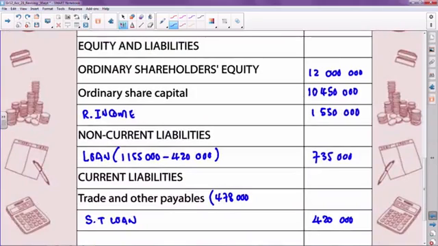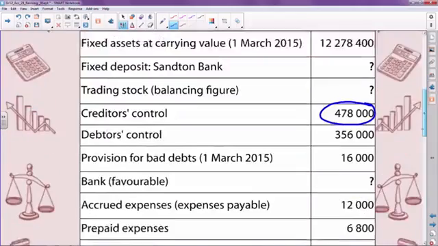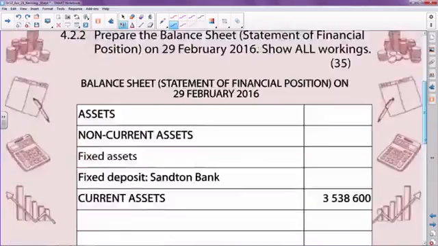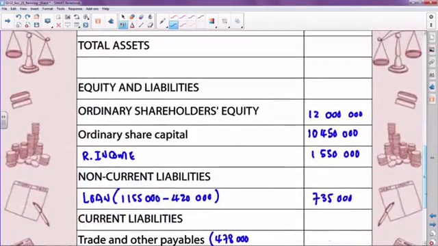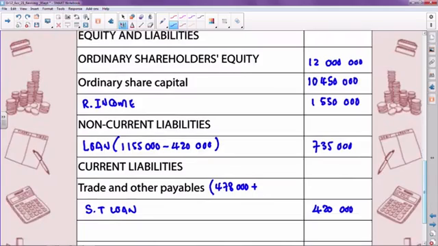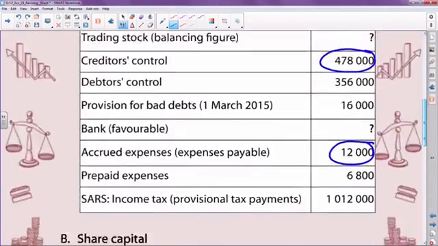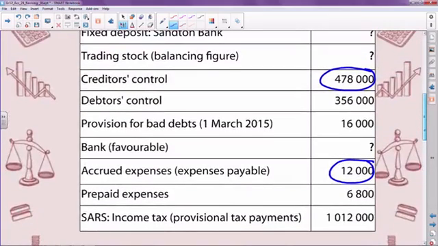Let me see if I have anything else there that would form part of my trade and other payables. I have accrued expenses of 12,000 rand. Therefore, I slot that in, 12,000 rand. Let's add those two figures together. 478, 480, it's 490,000. Okay, please make sure you use your calculator, right? You've got your trade and other payables. Obviously this is taking into consideration that you have no other trade and other payables.